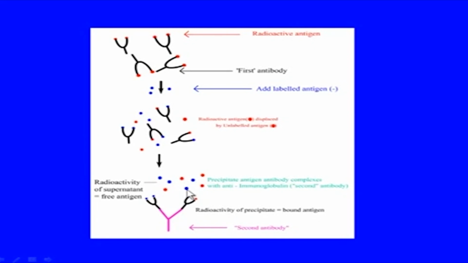So, you can measure the radioactivity in free antigen, and then the ratio can be taken. Finally, this one here which is shown here is the second antibody which binds to the first antibody. So, this way you can calculate the ratio, and a standard curve can be drawn, through which you can determine the concentration of unknown antigen. So, that could be done without any problem. That is the very simple method of radio immunoassay.